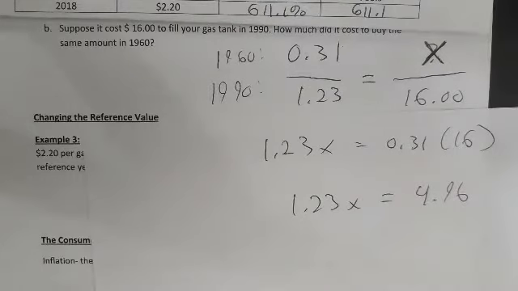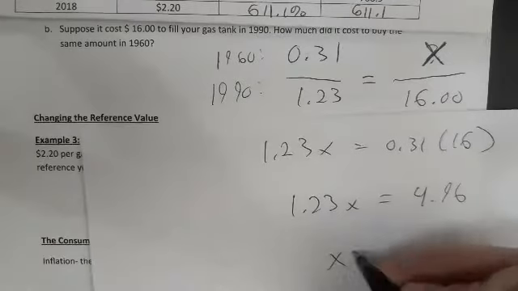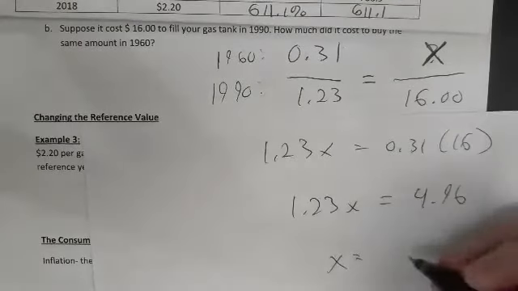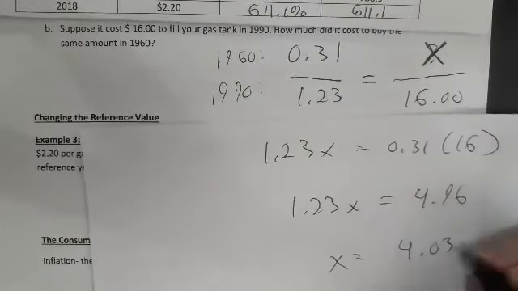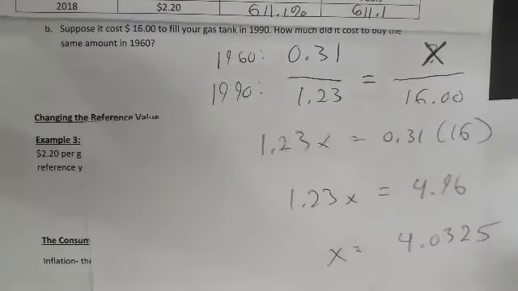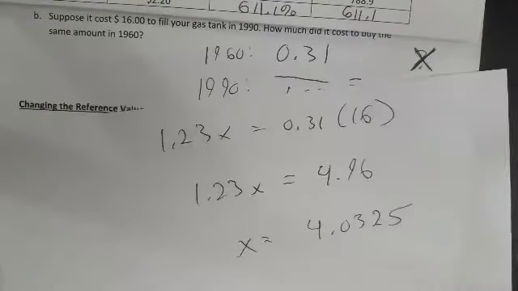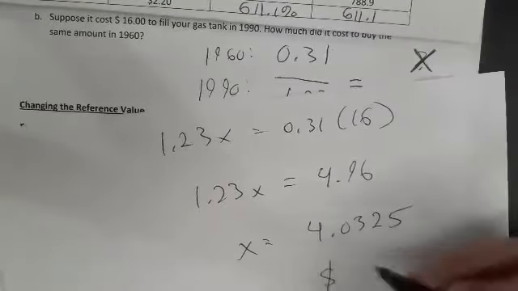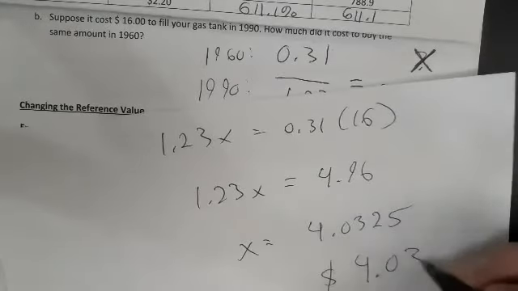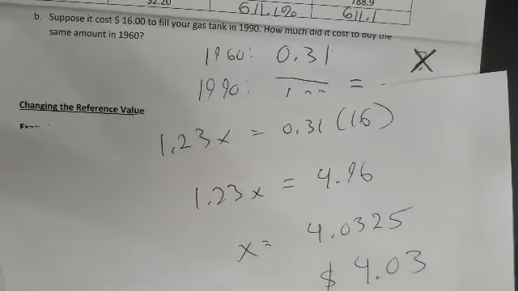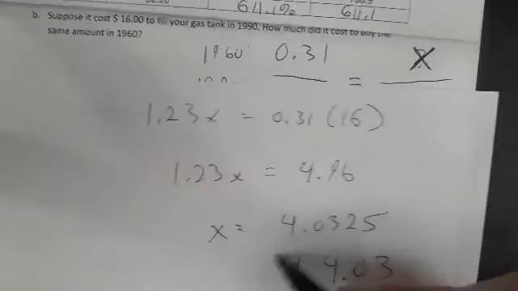And so I'm dividing by 1.23 to solve for x. So my x is getting something like 4.032, 4.0325, something like that. So I want to round to probably 2 decimal places to tell them a price of gas is going to be $4.03 for the tank of gas.